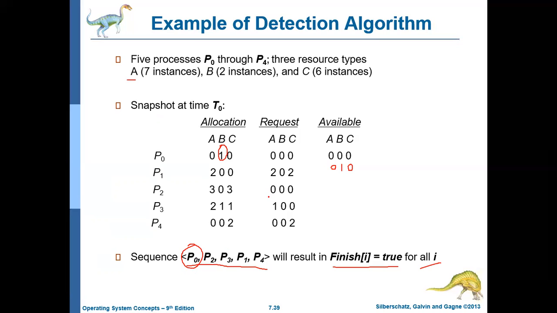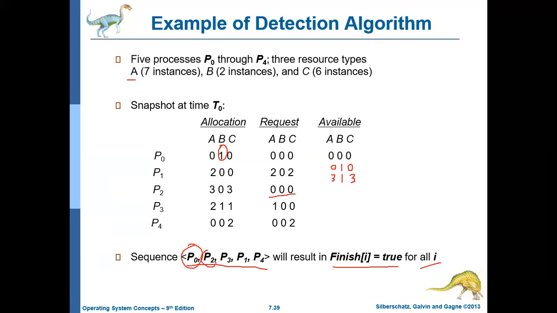P2 also does not require anything, so after some time it will complete. After completing, it will release 3 resources of A and 3 resources of C. So now the available resource with the operating system is 313. It is 3 instances of A, 1 instance of B and 3 instances of C.